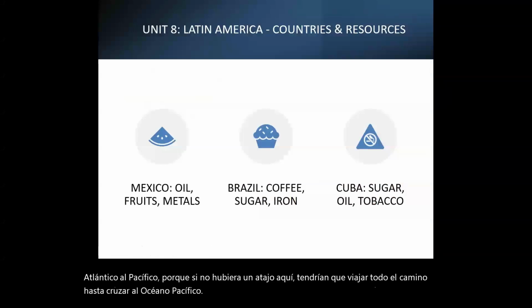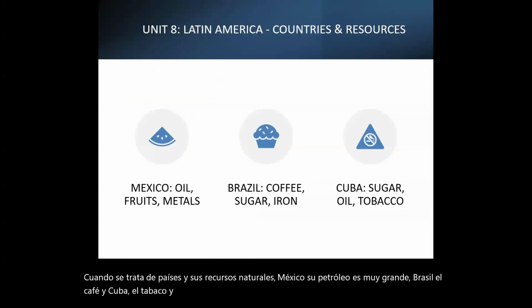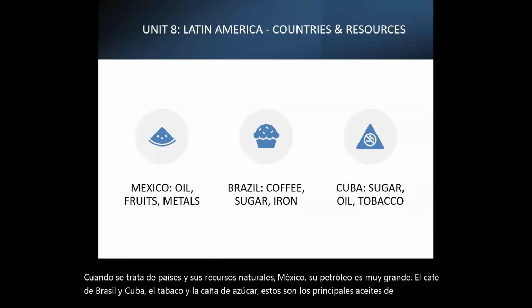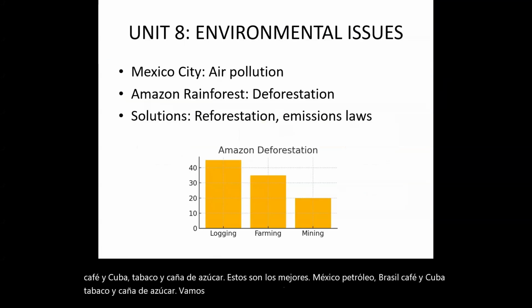When it comes to countries and their natural resources, in Mexico, oil is very big. Brazil, coffee, and Cuba, tobacco and sugarcane. These are the top. Mexico, oil; Brazil, coffee; and Cuba, tobacco and sugarcane. Let's move on. Environmental issue.